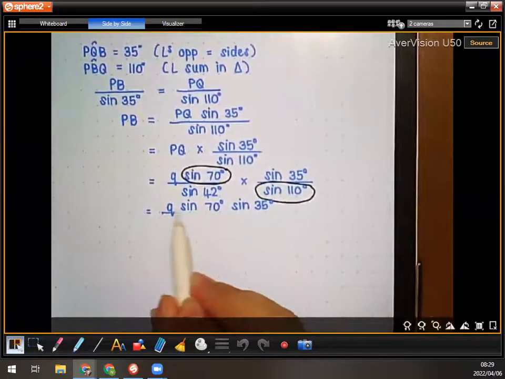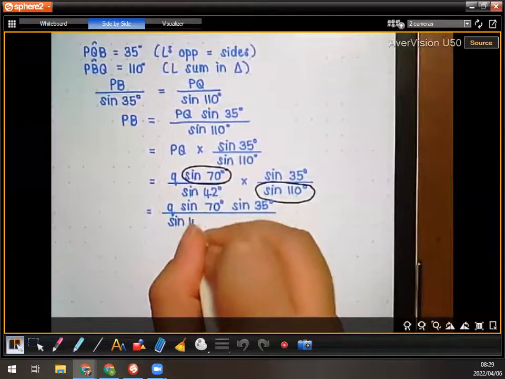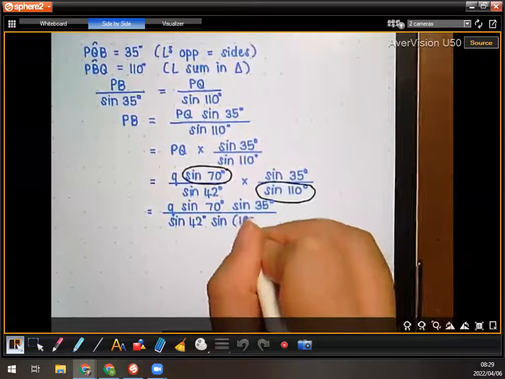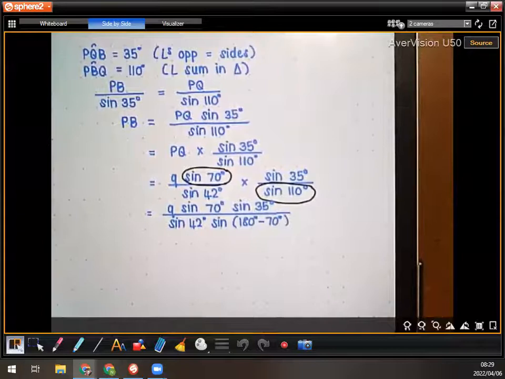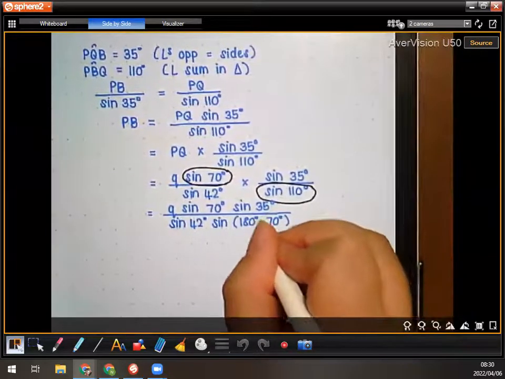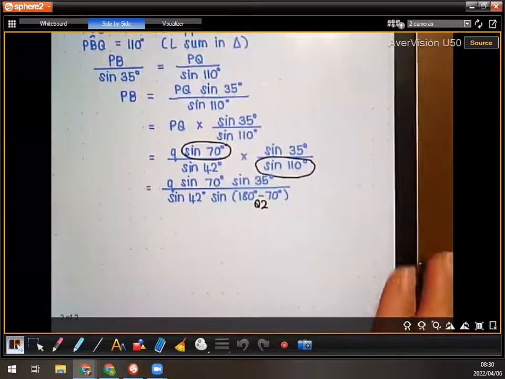That is the numerator. And in my denominator, I now have sine 42 degrees and sine 180 minus 70. All right, so we're using a reduction formula there to change sine 110 to 180 minus 70, and we know that 180 minus is which quadrant? Quadrant 2, right? So quadrant 2, this one here, what is sine in the second quadrant? Positive. So this is just going to become sine 70. Unfortunately, you will have to show that.